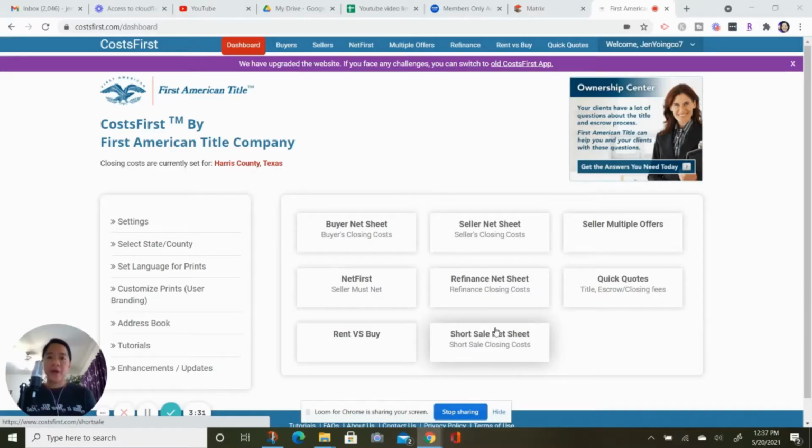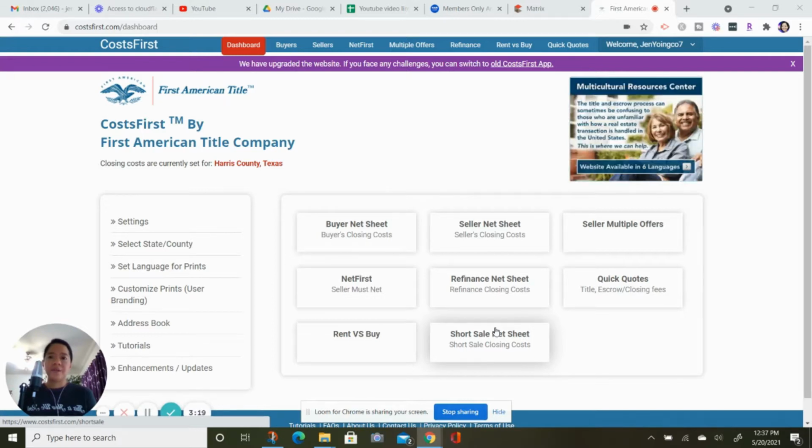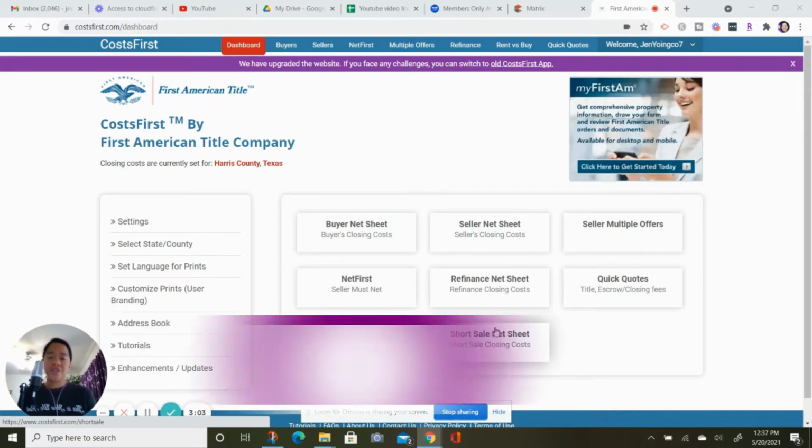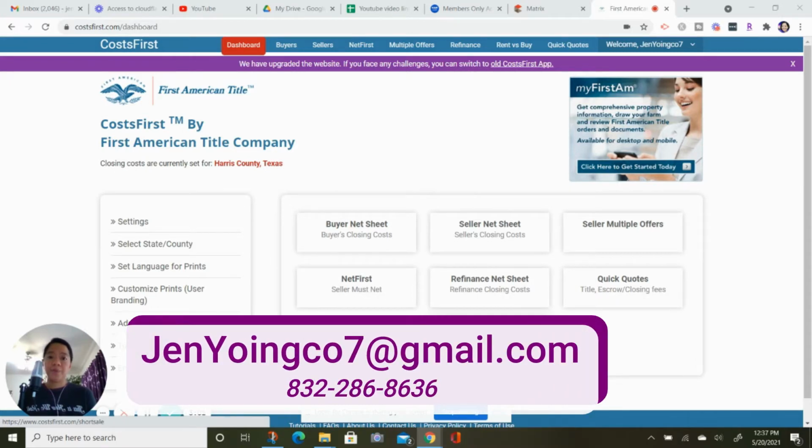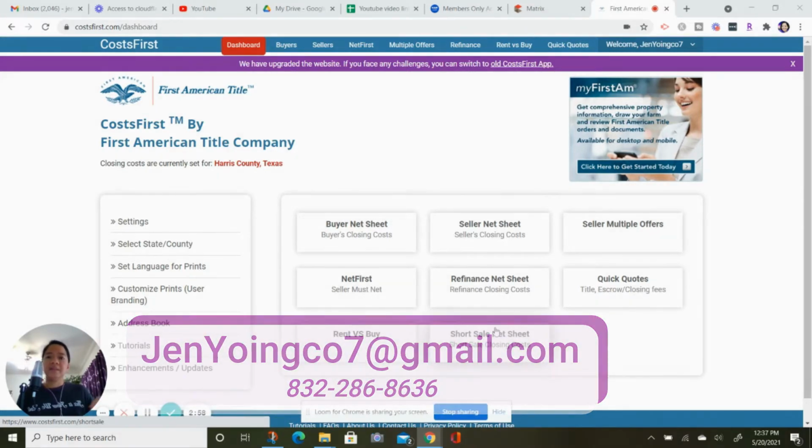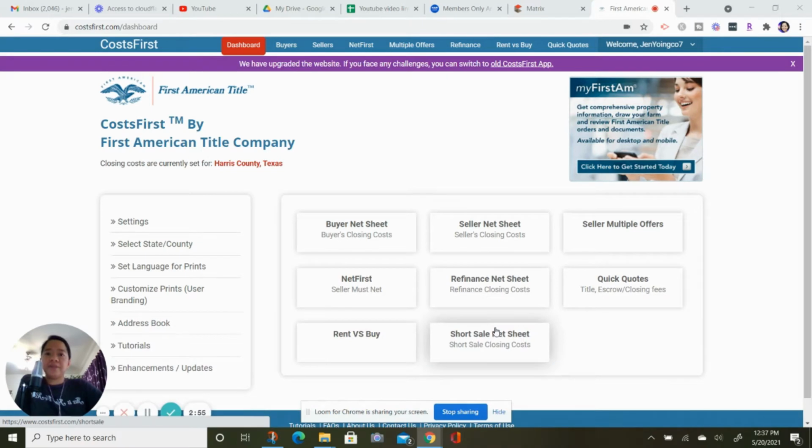A disclaimer, I'm not affiliated with First American Title. All information here is provided as a courtesy. And for my clients, if they reach out to me and need help to get an approximate estimate of what they'll be netting at the closing table, or an approximate estimate of what they'll be bringing to the closing table, then you can reach out to me and I can help you in that process. In the meantime, let's discuss what we have here in the dashboard.